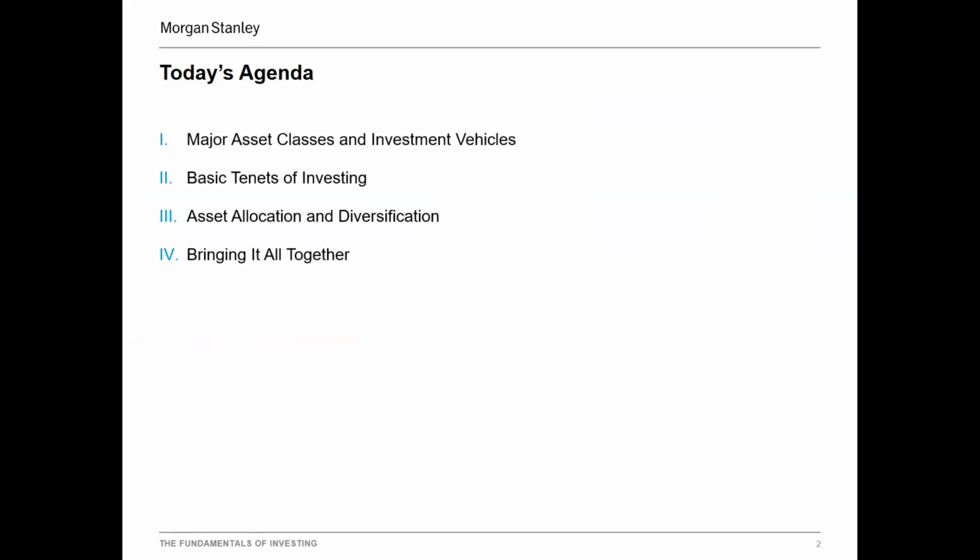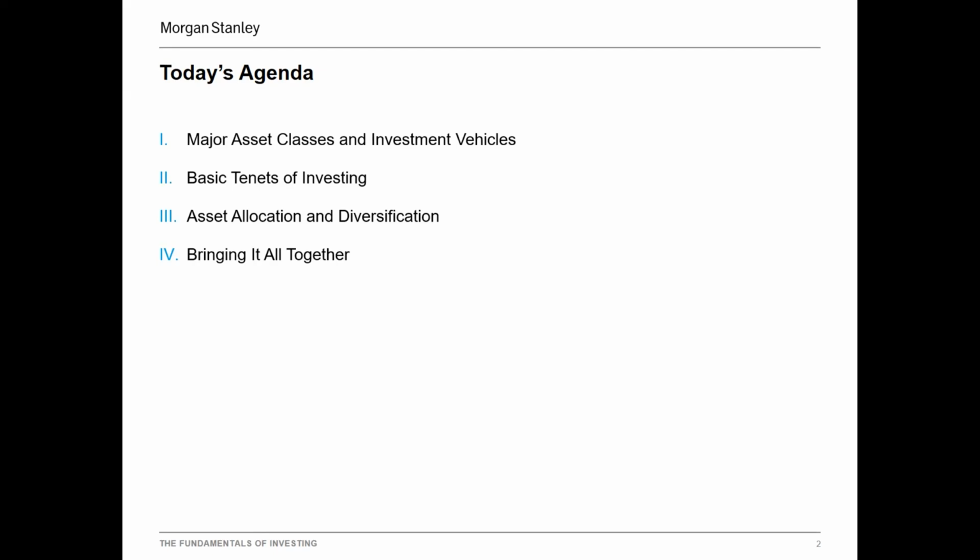Today, we're going to cover a number of important topics. First, we'll focus on the four major asset classes, which are cash and cash alternatives, fixed income, equities, and alternative investments. We'll also talk about major investment vehicles such as mutual funds and ETFs. Next, we will cover the basic tenets of investing, including the benefits of compounding interest, the importance of staying invested, and how market timing can impact your portfolio.